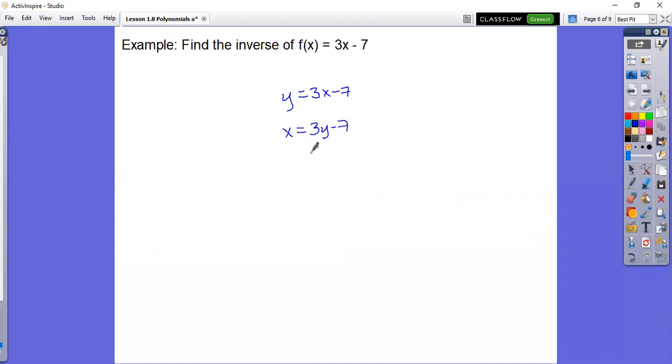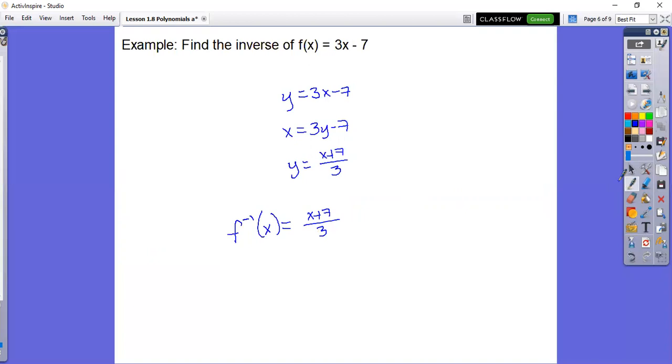Now we're going to solve for y. We're going to add 7, divide by 3. So y is equal to (x plus 7) over 3, which now, if we want to use the inverse notation, which we do, f inverse of x is equal to (x plus 7) over 3. So that's just a quick example of how to find an inverse function.